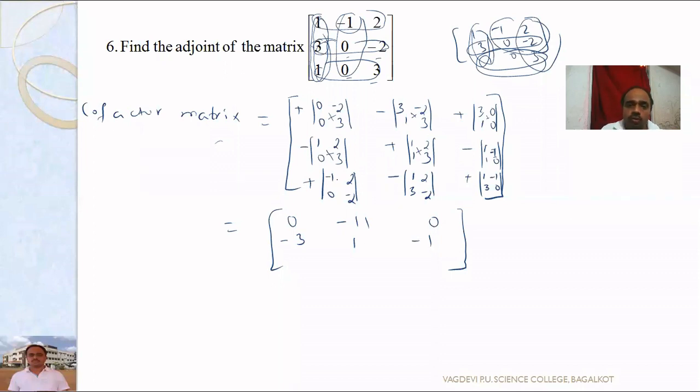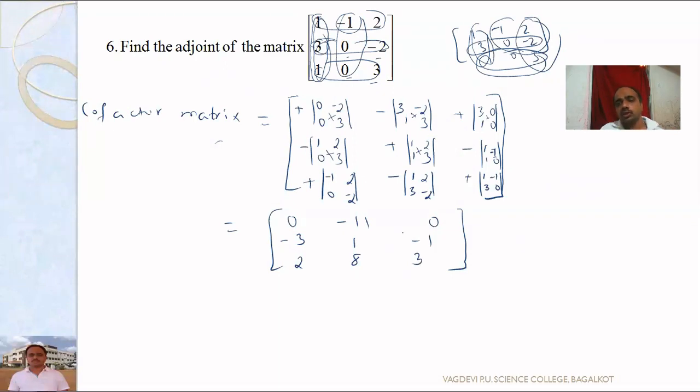And last row, minus 1 into minus 2. Observe last row, determinant. Minus 1 into minus 2 will be plus 2, and 0 into 2 is 0. So 2 minus 0 is 2. Then next element, minus 2, 1 into minus 2, then 3 into 2, 6. Minus 2, minus 6, minus 8. But minus of this another minus, it will be plus 8. And last is 1 into 0, minus of minus, plus 3.